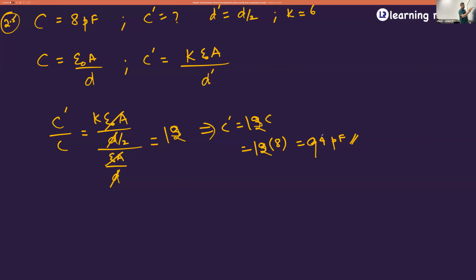So all of them are 9, huh? Okay. So the equivalent capacitance in series is going to be 9 by 3, which is going to be 3 picofarad. How did I write 9 by 3?